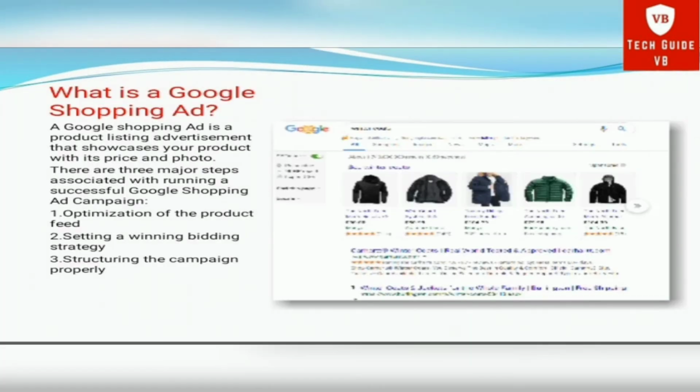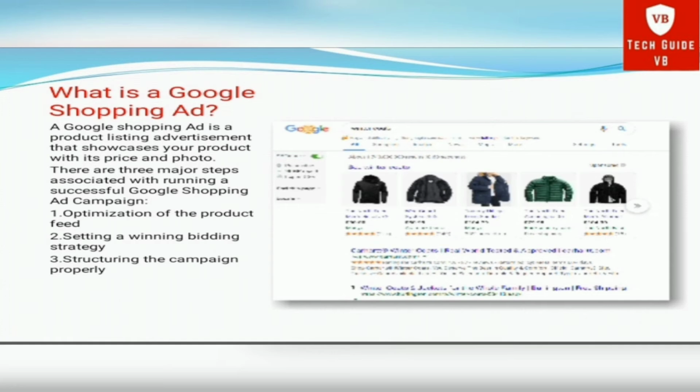Next is what are Google Shopping ads. A Google Shopping ad is a product listing advertisement that showcases your product with its price and photo. There are three major steps associated with running a successful Google Shopping ad campaign. First, optimize your product feed. Second, set a winning bidding strategy. Third, structure the campaigns properly.